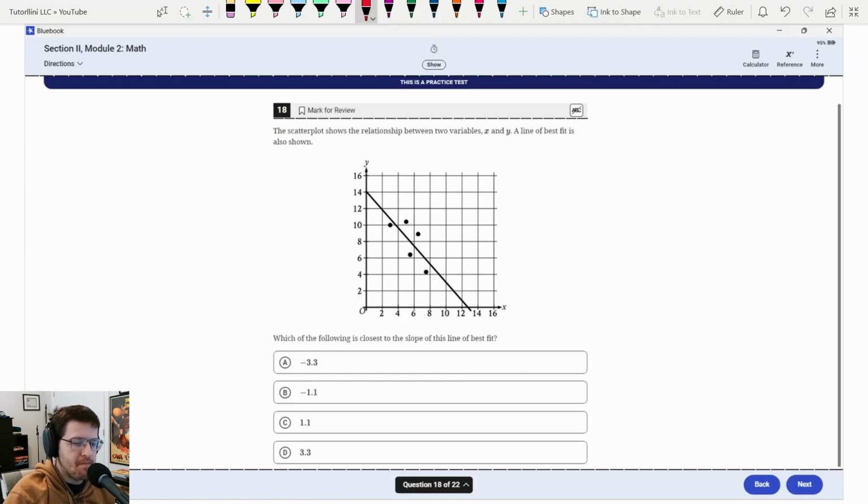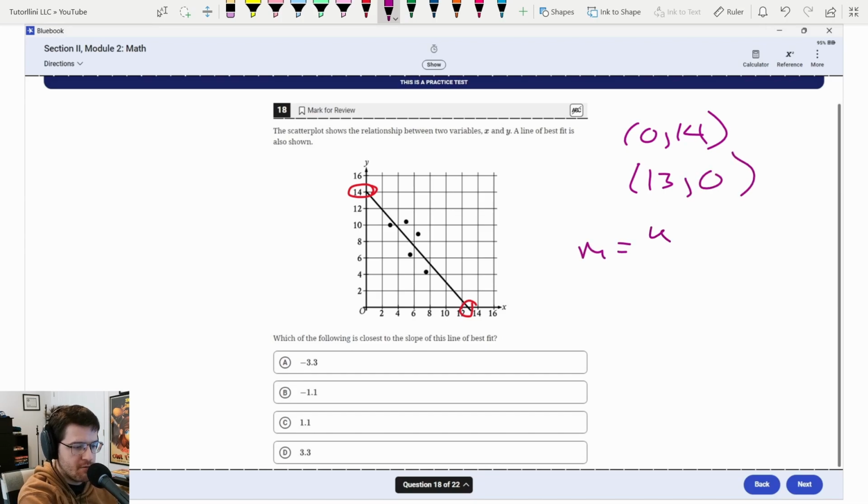Okay, question 18. Probably the easiest way to do this is to just pick out 2 points from the line, not from the dots, from the line, right? And use the slope formula. So I kind of like this one up here that looks like (0, 14). And I'm not really seeing another one that goes through a grid marker, but how about I use this one? It kind of looks like (13, 0). Not perfect, but it should get me close enough to the answer, right?